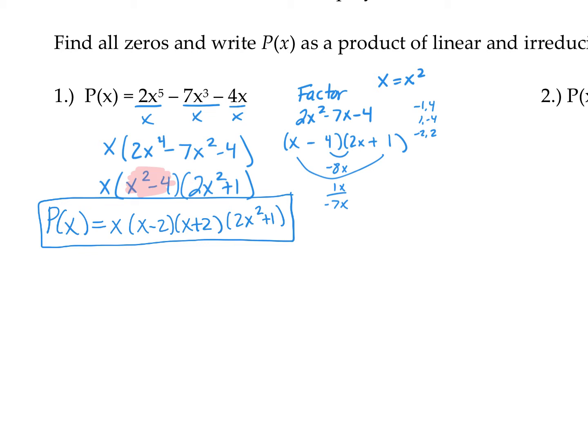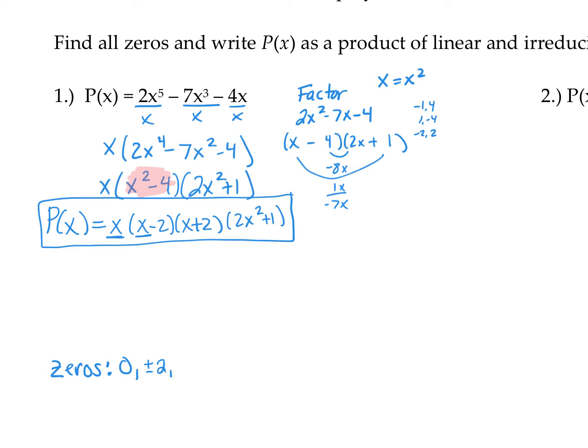Now, how do we find the zeros? Well, again, the zeros are the x-intercepts. So if I think about the zeros, one of my zeros is 0 because of this x. My other 0 is positive 2. My other 0 is negative 2. So let's just rewrite this as plus or minus 2.